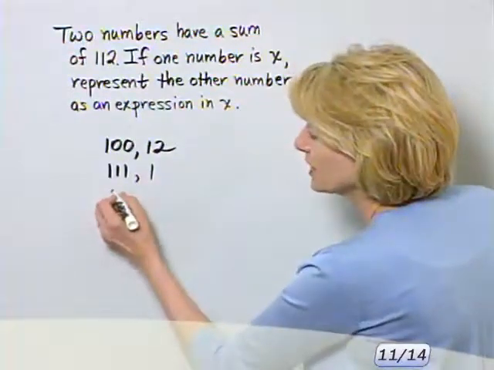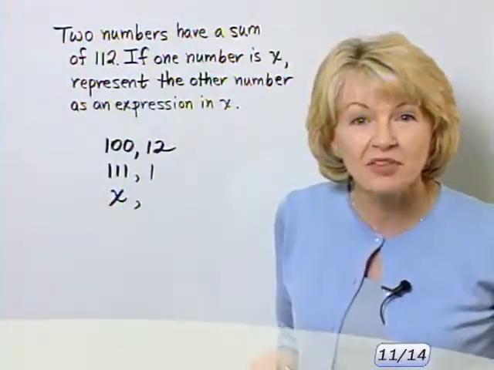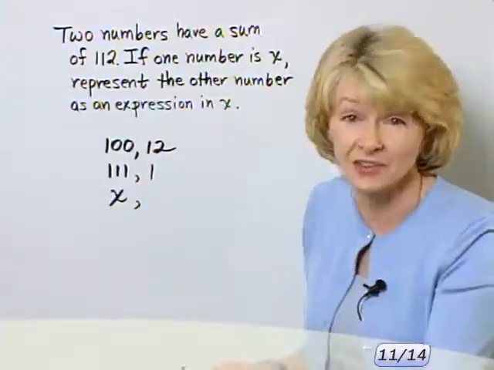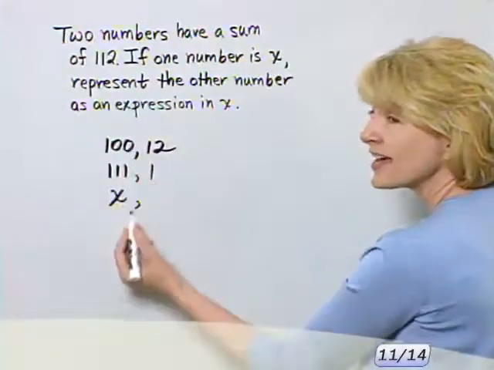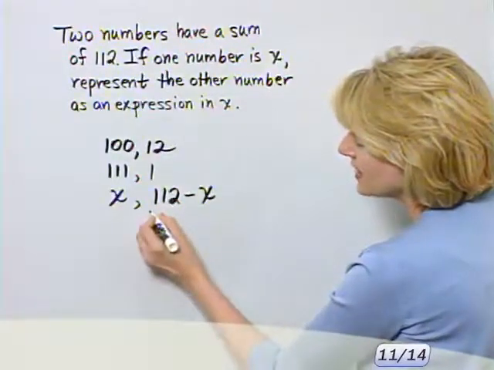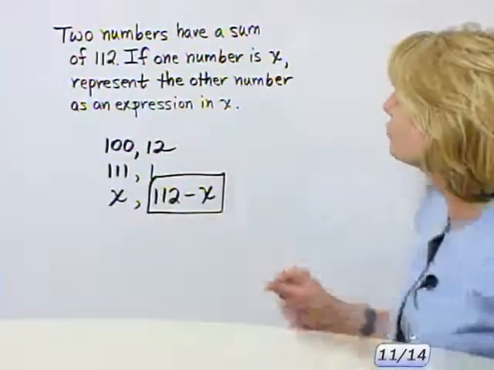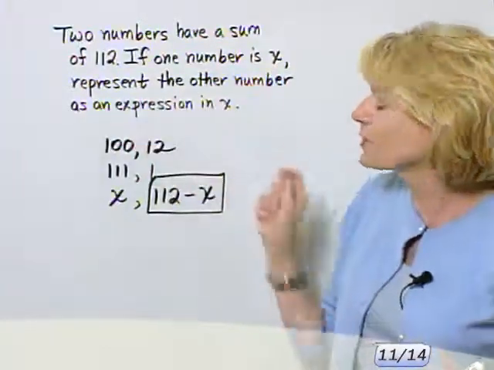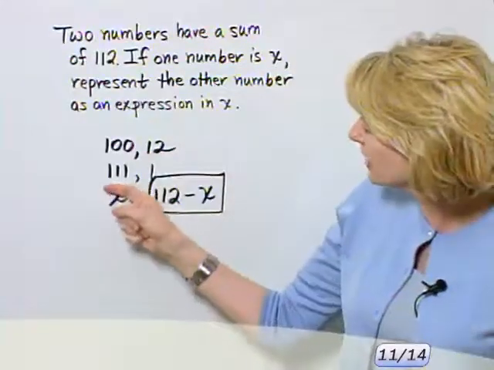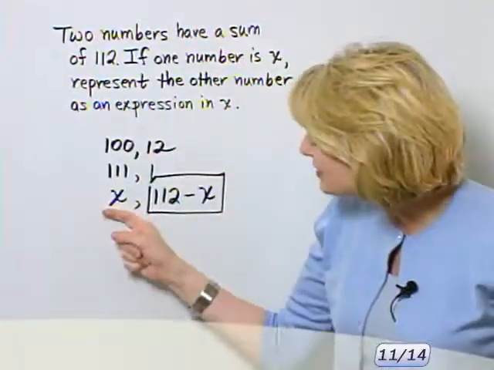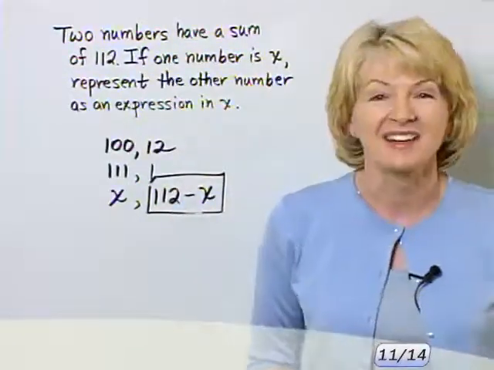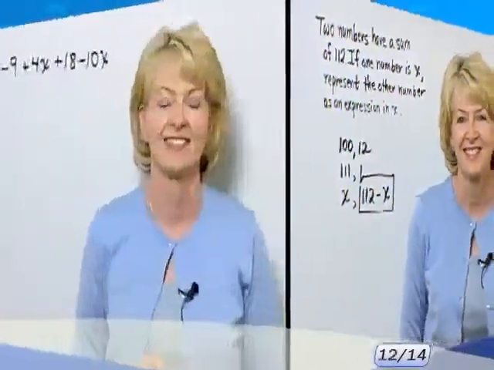In general, if x is one number and the sum is 112, the rest of the 112 is the other number, so it is the same as these. It is 112 minus x. And we have just represented the other number as an expression in x. Notice, if you add these two, you get 112. Add those two, you get 112. If you add these two, you get 112 also. So there's my expression.